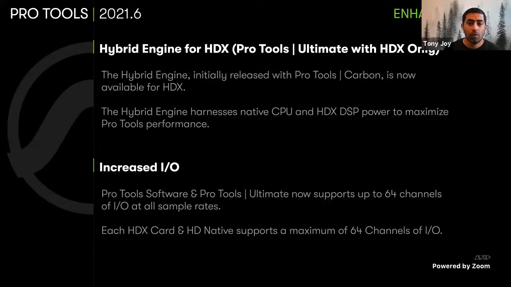With this release, 21.6, we are also increasing the I/O count for both Pro Tools Ultimate and Pro Tools software. So now you can have up to 64 channels of I/O at all sample rates. That's key. So if you have an interface that can do, let's say, 40 microphone inputs, you can actually use that with Pro Tools and bring in all those microphone inputs to either Pro Tools software or Pro Tools Ultimate. It goes without saying, our HD interfaces, both the HDX card and the HD Native, also support a maximum of 64 channels of I/O.